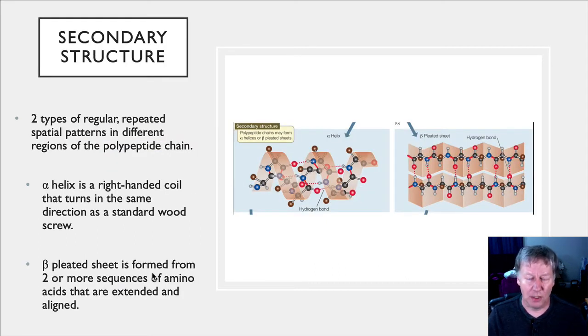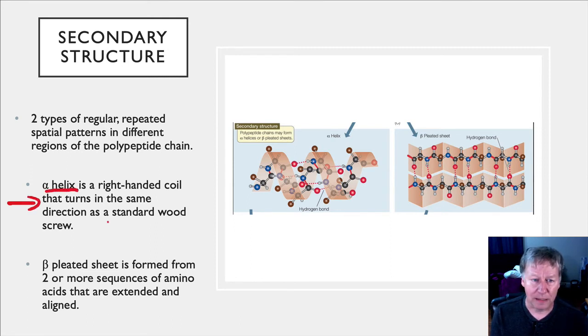Secondary structure is a little more complicated. After you get primary structure, secondary structure forms in 2 very unique shapes that commonly occur in proteins. So these are regular repeating spatial patterns in different regions of the polypeptide chain. The first one, right here, is what we call an alpha helix.